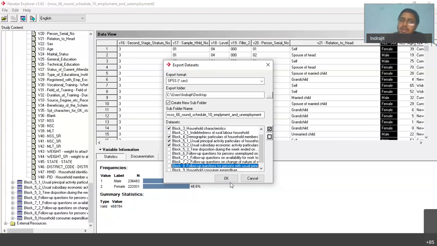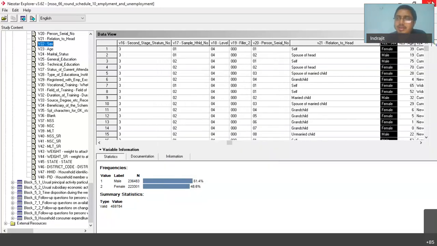I have already extracted data. So this is the process to get the extracted data. So this point is clear to you? So once you click OK, you will get these 4 data files. Your 4 separate data files will appear in the specific folder you mentioned, in the format of SPSS. Fantastic. So let me close this.